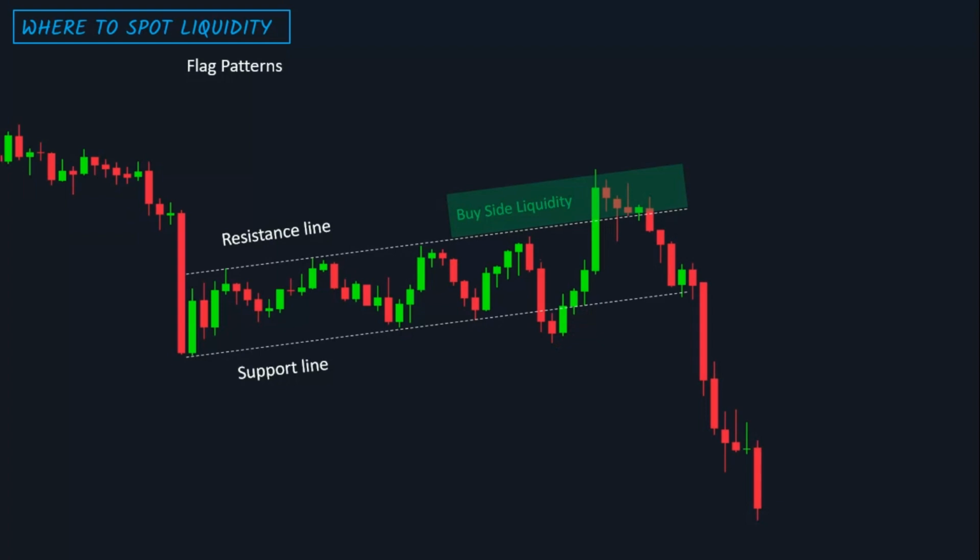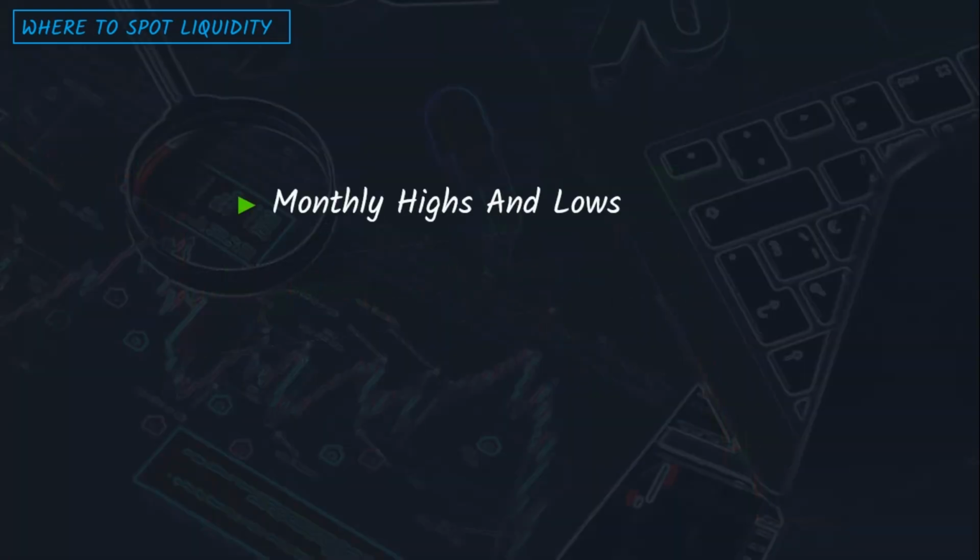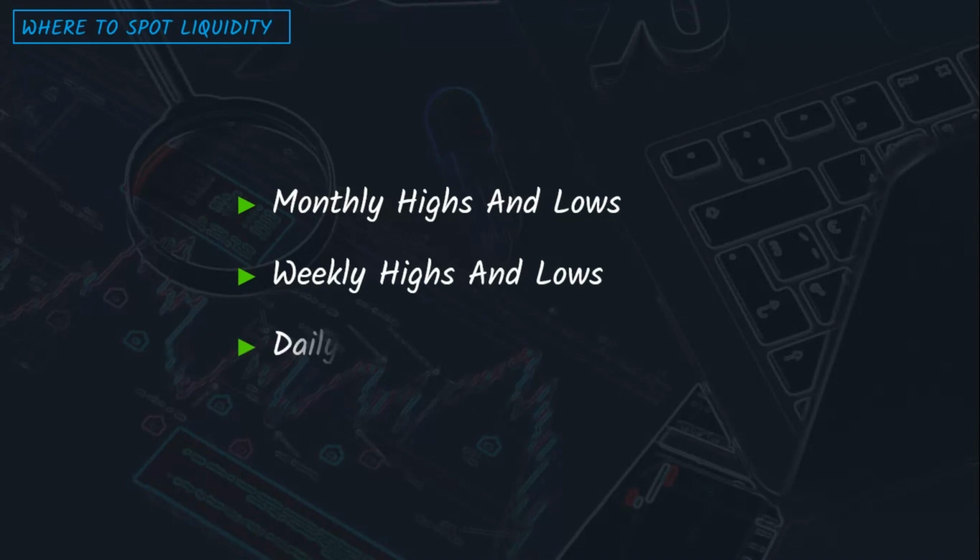Another set of highly significant liquidity zones can be found at previous higher timeframe highs and lows. These include the previous monthly highs and lows, the previous weekly highs and lows, and even the previous daily highs and lows. These levels consistently attract large clusters of stop losses and pending orders, making them prime areas where major liquidity builds up. Institutional traders frequently target these zones to capture liquidity before moving price in the intended direction.